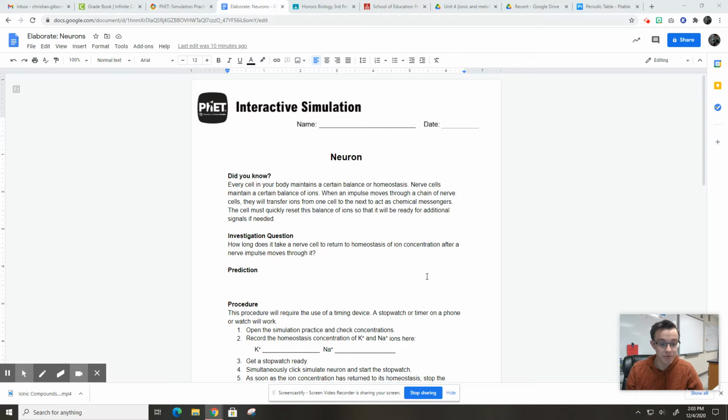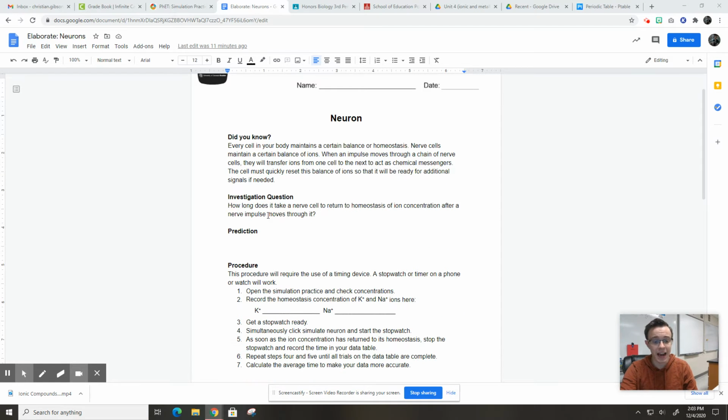So what you're investigating today is how long it takes a nerve cell to return to homeostasis for ion concentration, or how much of each ion is on either side of the cell after a nerve impulse moves through it. Okay, so that's what we're trying to figure out. How long does it take your nerve cells to return to homeostasis after a signal has been sent through them? This is pretty interesting, I think.